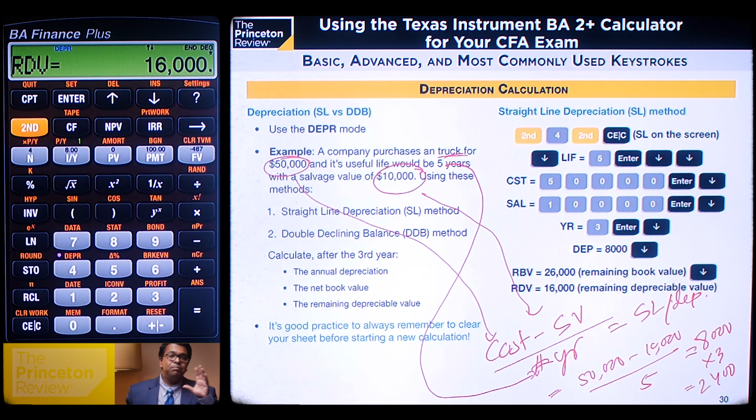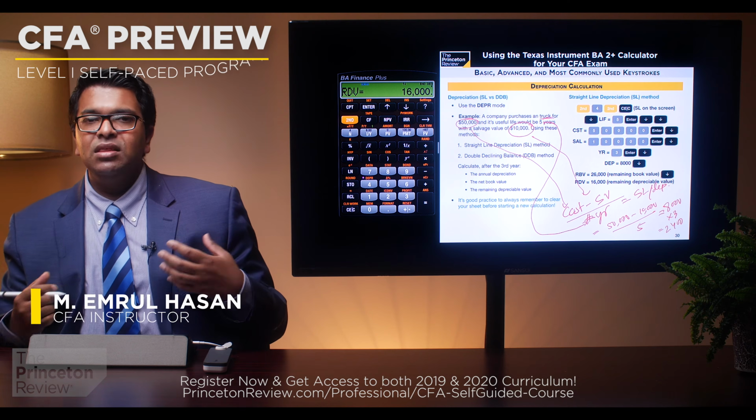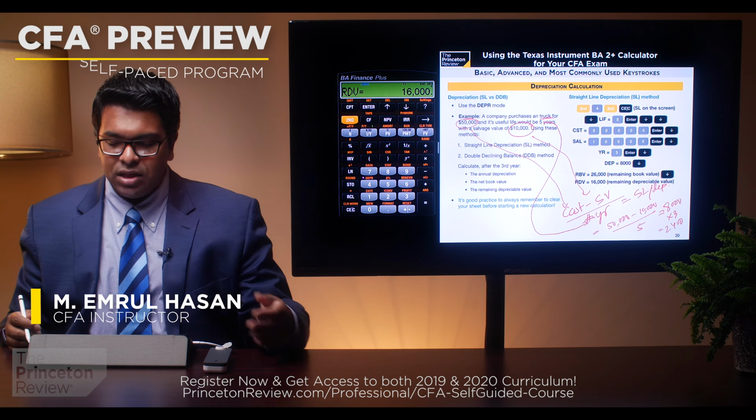RDV, remaining depreciable value. Salvage value not supposed to depreciate. So even though the remaining book value is 26,000, the depreciable value is 16,000. Sometimes it's important to know in cash flow perspective, like this machine can save up some taxes in future because I'm eligible to depreciate 16,000 more on it in the next couple of years.